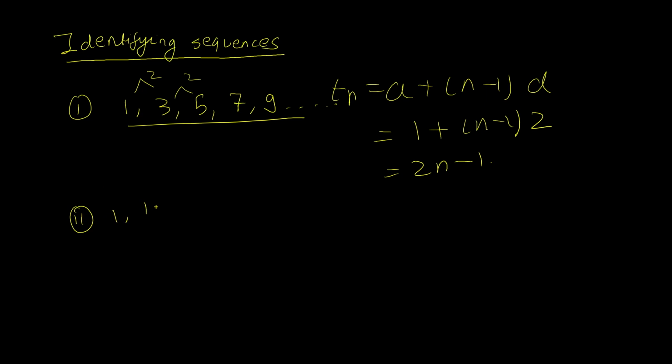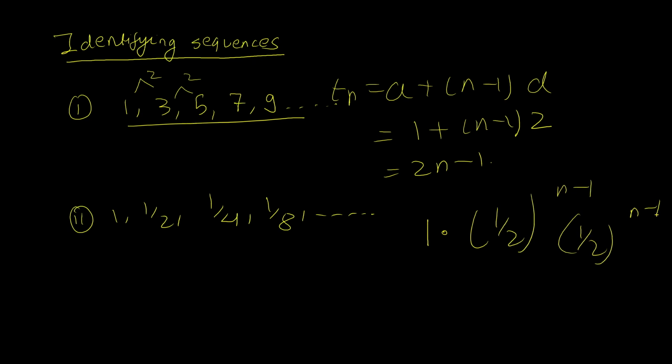Let's say 1, 1 by 2, 1 by 4, 1 by 8, and so on. So this is something that we can also easily identify. This is a geometric sequence with a ratio of 1 by 2 and a starting point of 1. So this is just 1 and the ratio 1 by 2 raised to the power n minus 1. And I can verify this. If I plug n equals 1, I get 1 by 2 to the power 0, which is 1 over here. And similarly, I could generate the other terms.